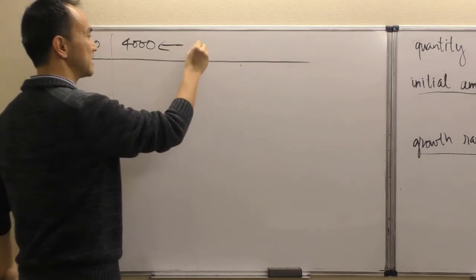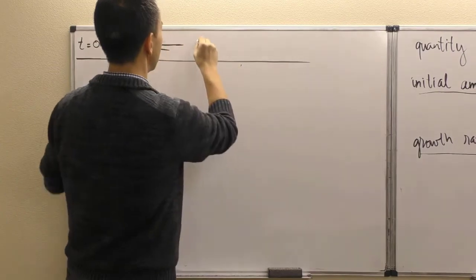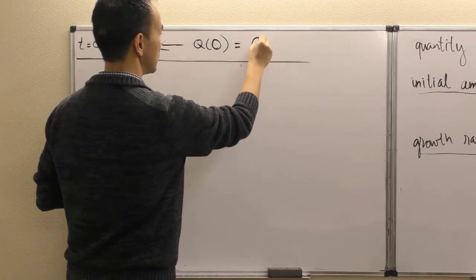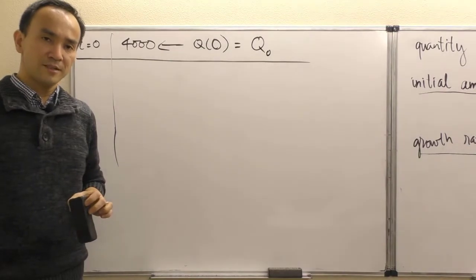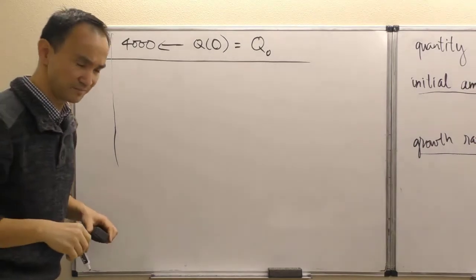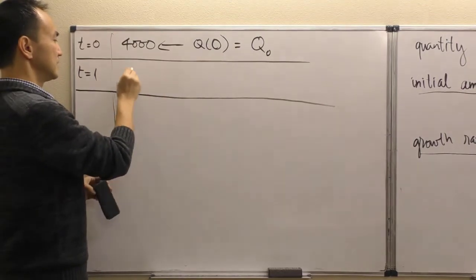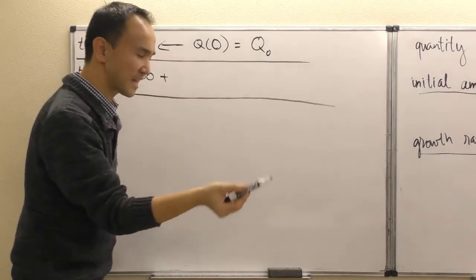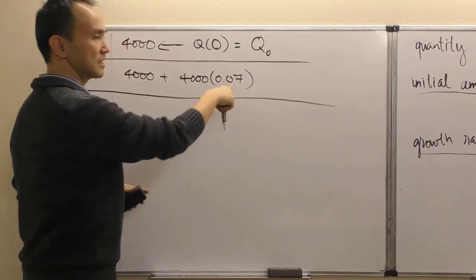Mathematically speaking, this is the function value, or this is q of 0. I've introduced this symbol earlier, now I can use it again, q sub 0. Now, 1 year later, remember time is measured in years, we're looking at 7%. So 4,000, but add 7% of 4,000. So 4,000 times 0.07, that is 7%.